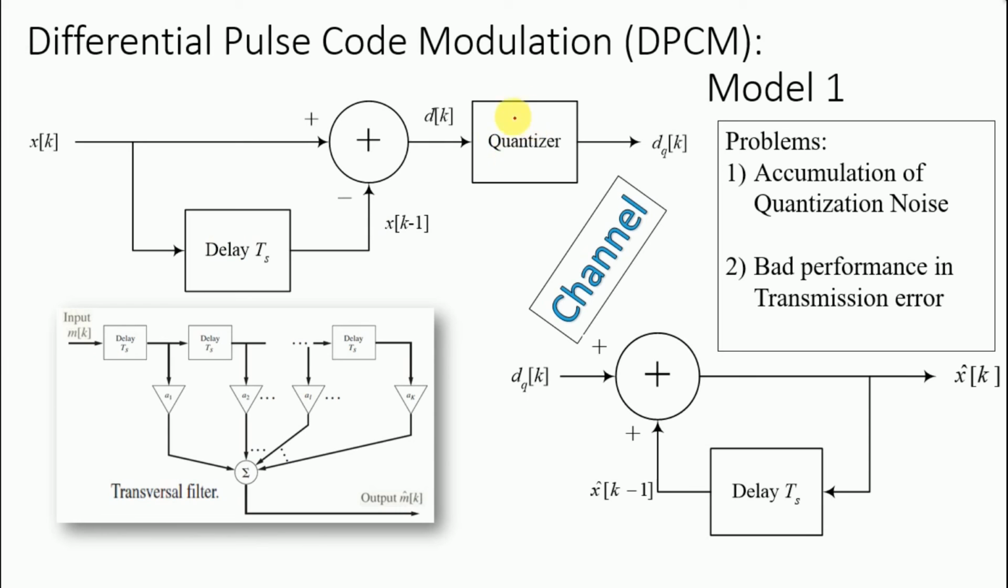Note that the quantizer and the predictor are not playing any role together. So we have to bring this quantizer inside this feedback loop somehow, and this motivates the next model, which is model number 2.